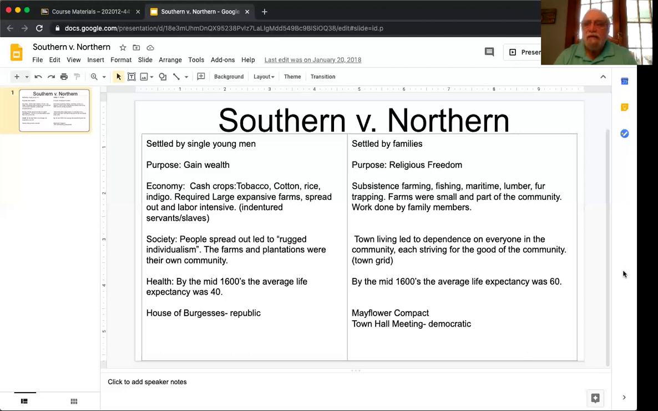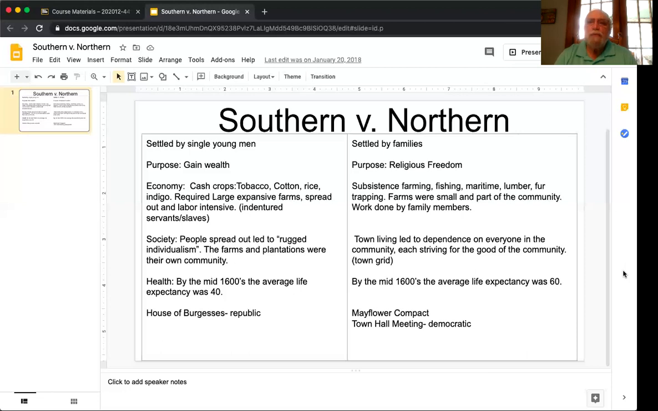They did have local governance. They created what was called the House of Burgesses, which is a Republican form of government. Basically, people in different sections of Virginia would send a representative to Jamestown to plead their case for their particular area. So that's the southern experience. Let's take a look at the northern experience. And the northern experience, as we know, hopefully, is much different.